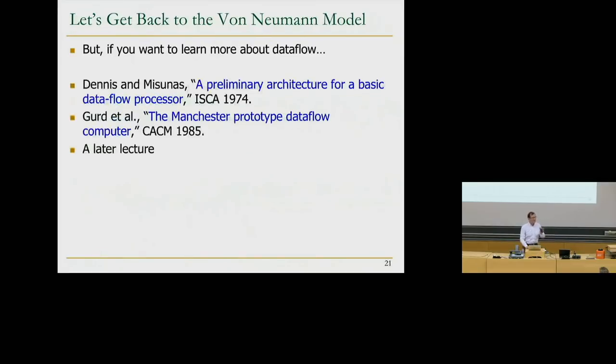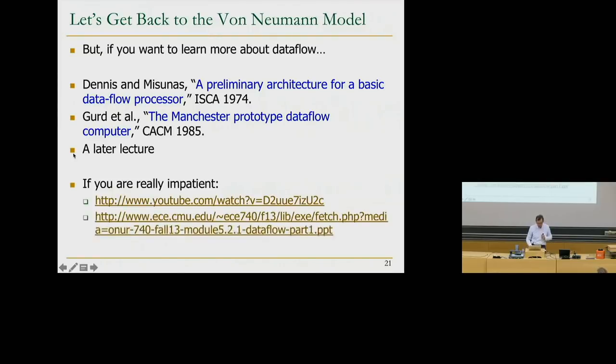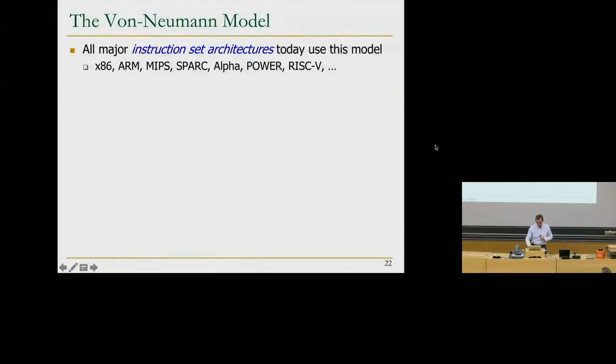Okay, so we will get back to the von Neumann model, and we will assume the von Neumann model for the rest of this class. But if you want to learn more about data flow, you can read some of these seminal papers. This is where it was first introduced in 1974. Or we will see that again in a later lecture, when we talk about out-of-order execution, but we will see it at the microarchitecture level. And if you're really impatient, you can actually watch some of the more advanced lectures.